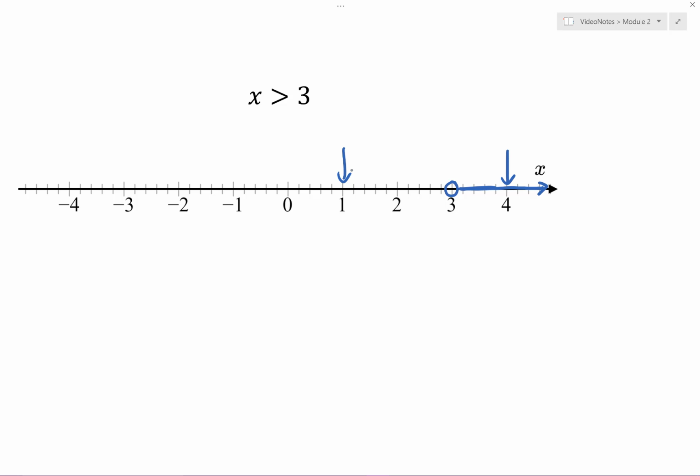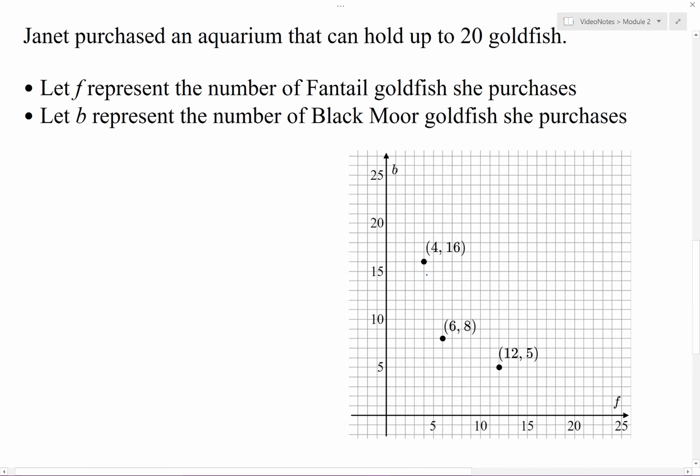Graphing a linear inequality involves similar reasoning, although the relationships include two variables. So let's review the previous context. Janet recently purchased an aquarium and wants to buy some goldfish. The salesman told her that the tank is large enough to accommodate up to 20 goldfish. She plans to purchase some combination of fantail goldfish and black moor goldfish. We will let the variable f represent the number of fantail goldfish Janet purchases, and we will let b represent the number of black moor goldfish that Janet purchases.